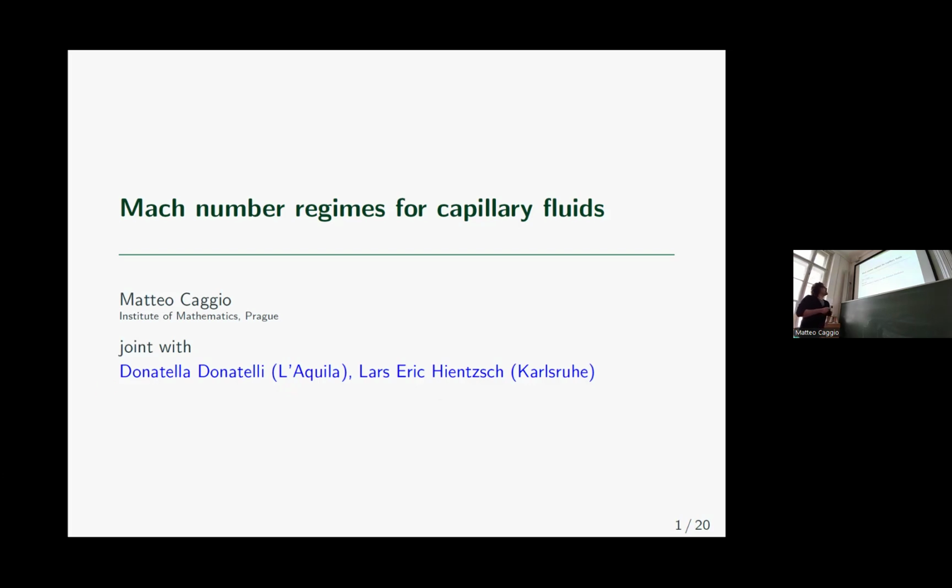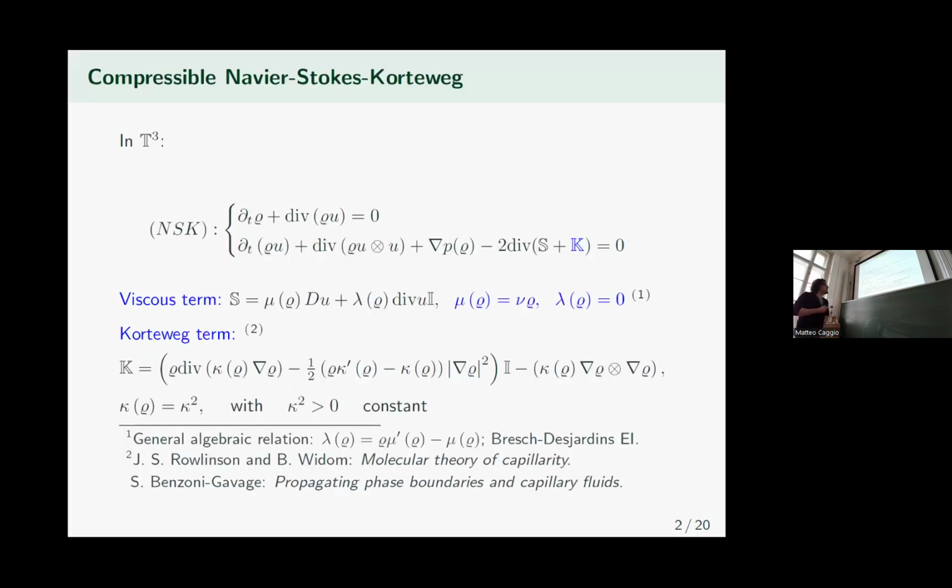So the talk will go around some singular behavior of the Mach number for a class of fluids that we call capillary fluids, so fluids with capillarity. In general, the model that we want to consider is a compressible Navier-Stokes equation for a barotropic fluid, so the temperature is constant, and the pressure is a power law of the density.